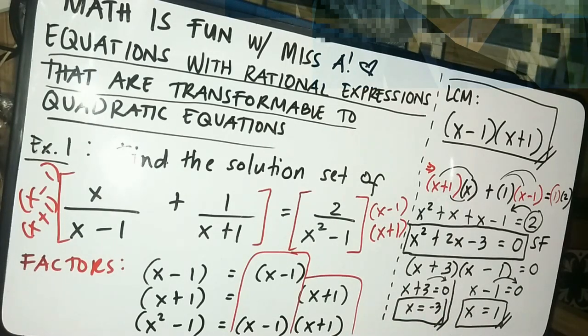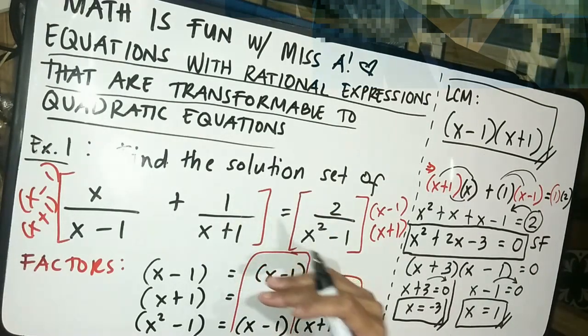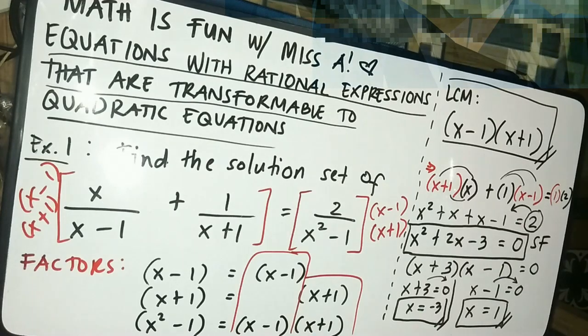I-erase ko lang yung mga writings dito and we will do the checking. Let's see if both are actually included sa solution set or one of them is actually an extraneous solution. Pag sinabing extraneous solution, ang ibig sabihin nun ay gagawin niyang 0 yung denominator, hence making the whole rational expression undefined. So let's check it out.